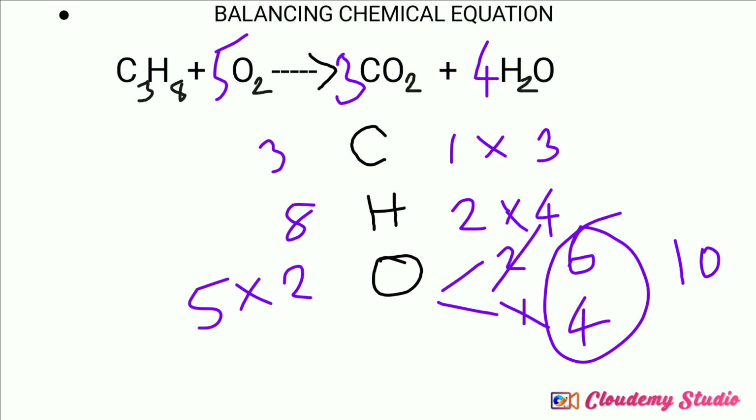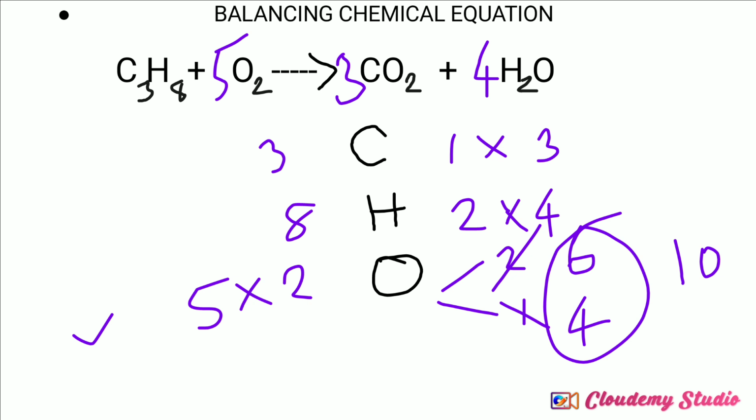Now when we check both the sides of the atoms. Carbon, the number of carbon atoms on both the sides is 3. Hydrogen, on both the sides, 8 atoms are there. Oxygen, on both the sides, the number of oxygen atoms is 10. So all the atoms of the elements on the reactant side as well as the product side are equal. Therefore, this equation is balanced.